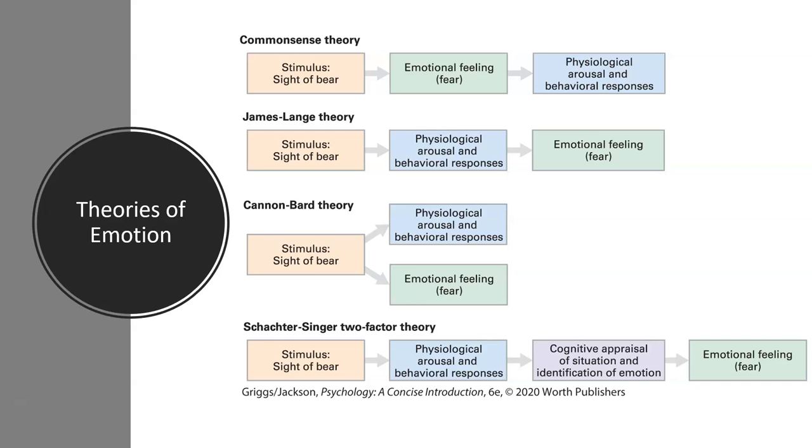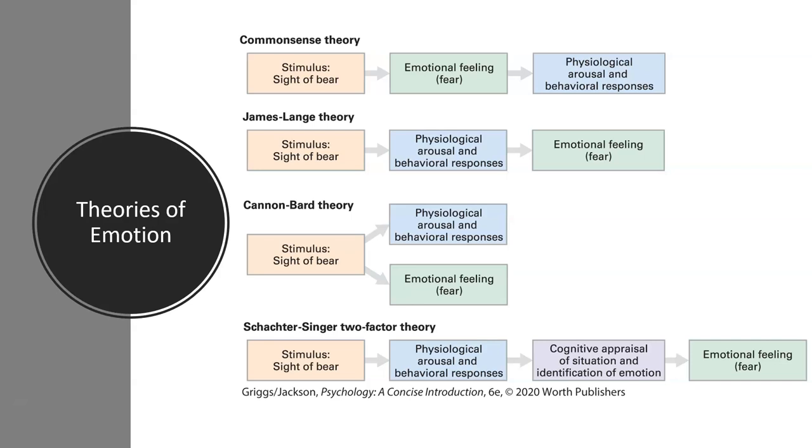In the James-Lange theory, you see the stimulus, the bear, the mountain lion, whatever, and they argue that the physiological arousal occurs first. Then you perceive the emotion that is consistent with it. In the Cannon-Bard theory, they argue that the physiological arousal, the behavioral responses, and the labeling of the emotion happen at the same time.